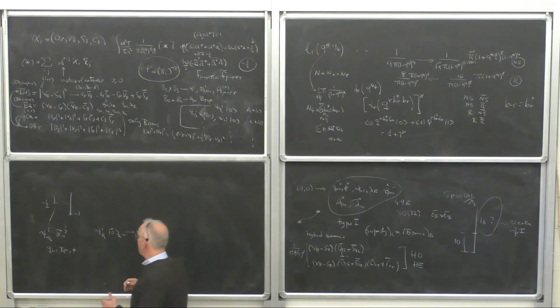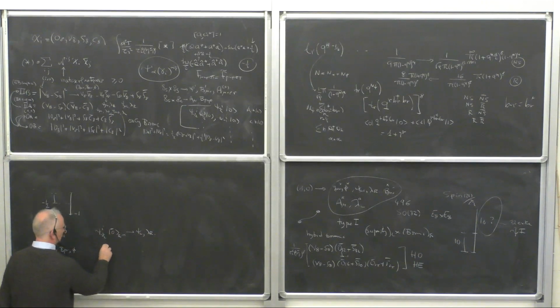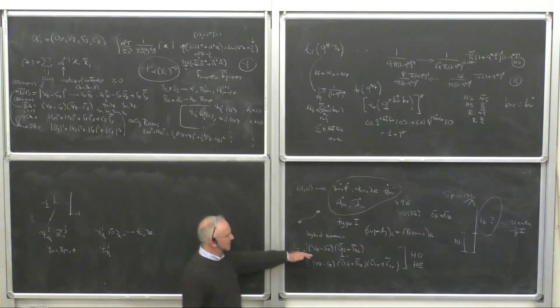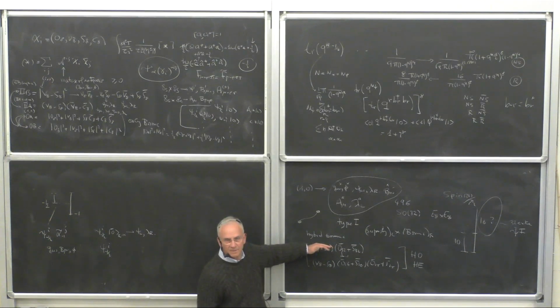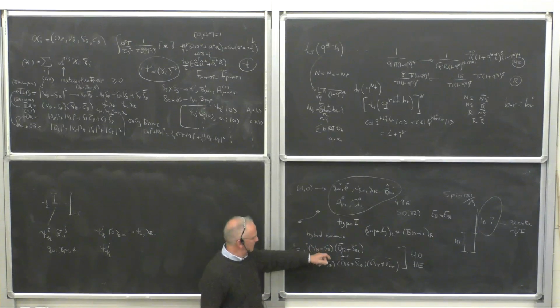So in order to have a chance of satisfying level matching, I must apply psi_{-1/2}^I. So I bring this left sector to the vacuum. And then I must apply 2 alpha oscillators. This sector, remember, contains an even number of oscillators.